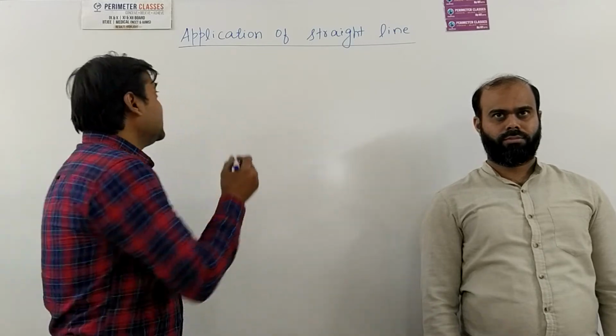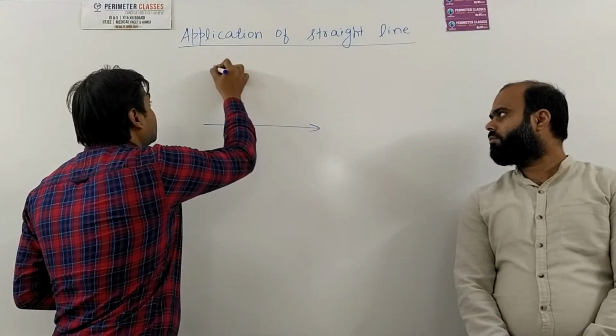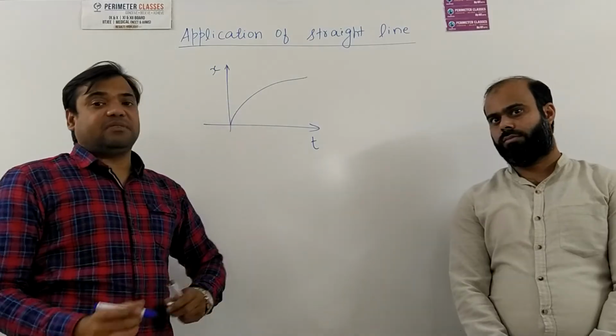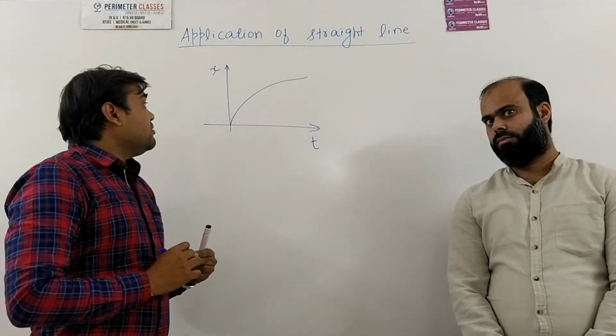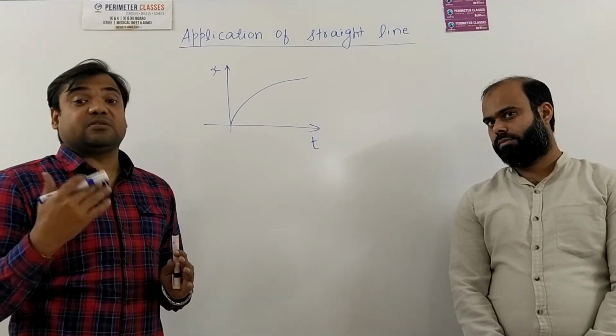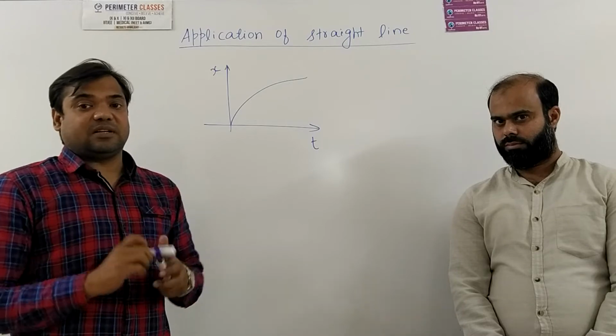The question was related to a graph between position x versus t, and this was the nature of the graph that was given to you. Now we have to find whether the motion is uniform or not, and if it is non-uniform, whether the velocity is continuously increasing or decreasing.